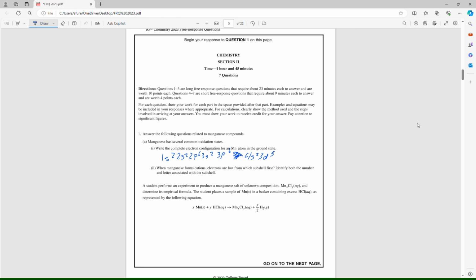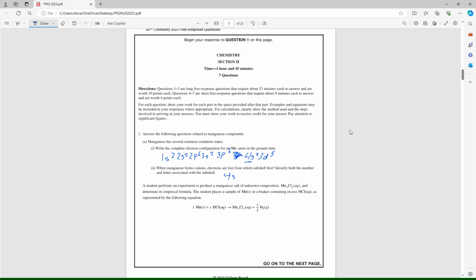When manganese forms cations, electrons are lost from which subshell? So electrons are lost from the valence shell first. The valence shell is the one with the largest number. In this instance, it would be the 4s shell. If it had a 4p shell, it would be the 4p shell, but it doesn't have a 4p shell.